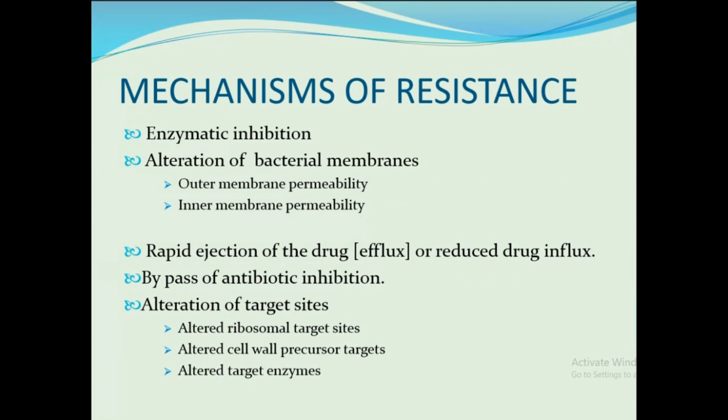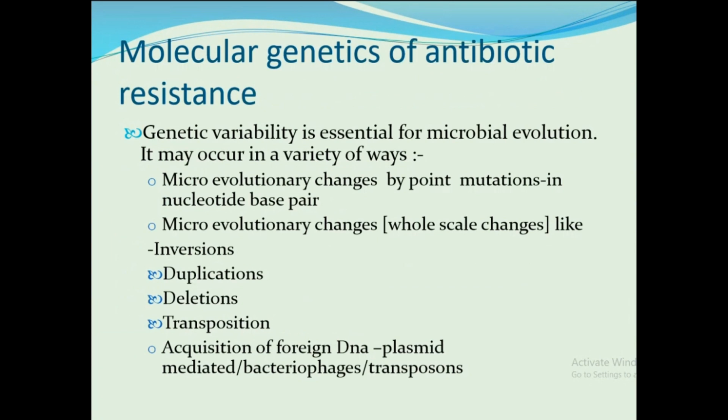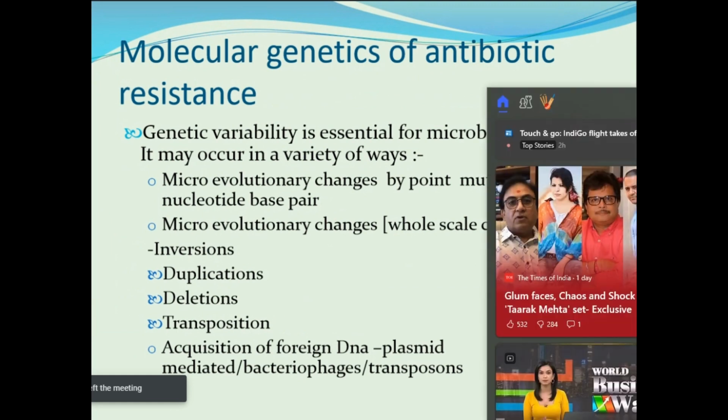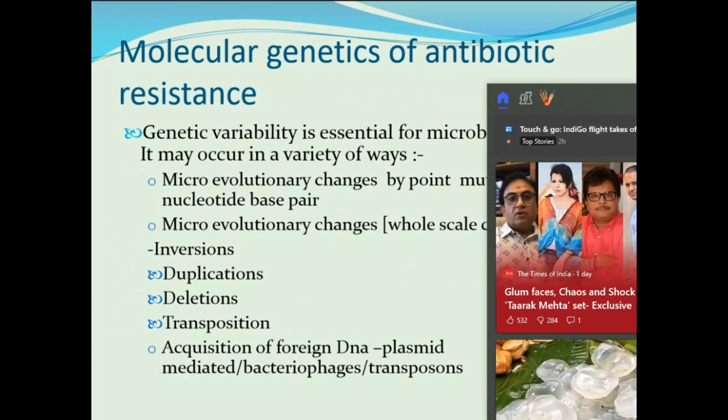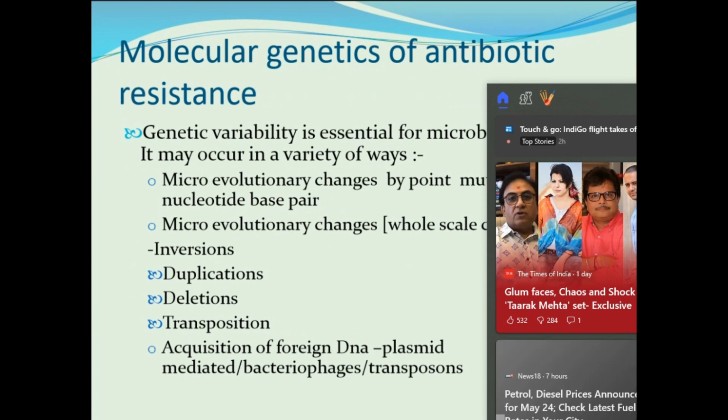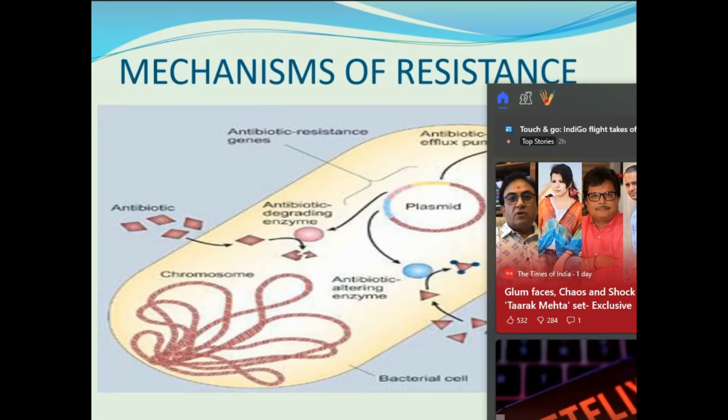So there are multiple ways of developing a resistance, which include enzymatic inhibition, alteration of bacterial membranes, rapid ejection of drug or reduced drug influx, bypass of antibiotic inhibition, and alteration of target sites. So these are the various mechanisms how a resistance develops. Molecular genetics of antibiotic resistance includes duplication, deletion, transposition. These are all in detail various ways. If anyone wants to know, I'll just explain it in the later slides. But this is a very complex picture.